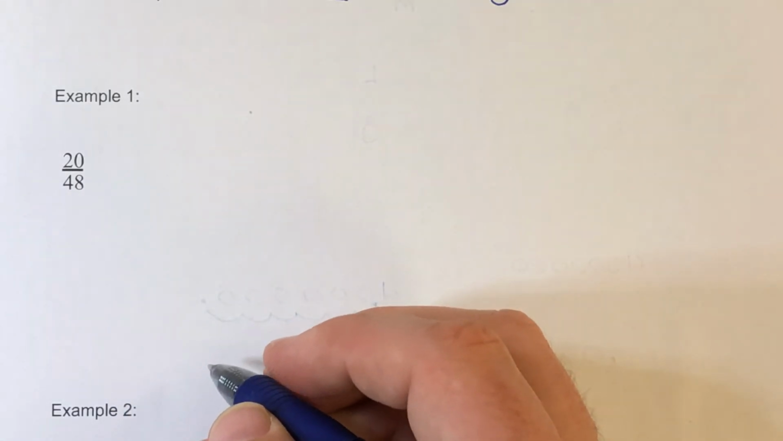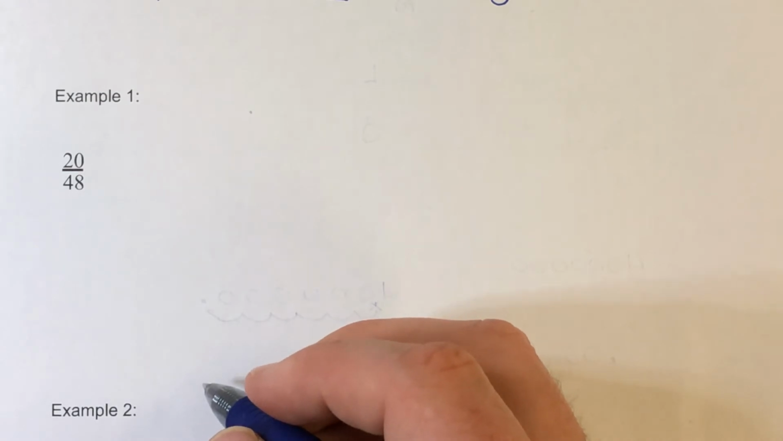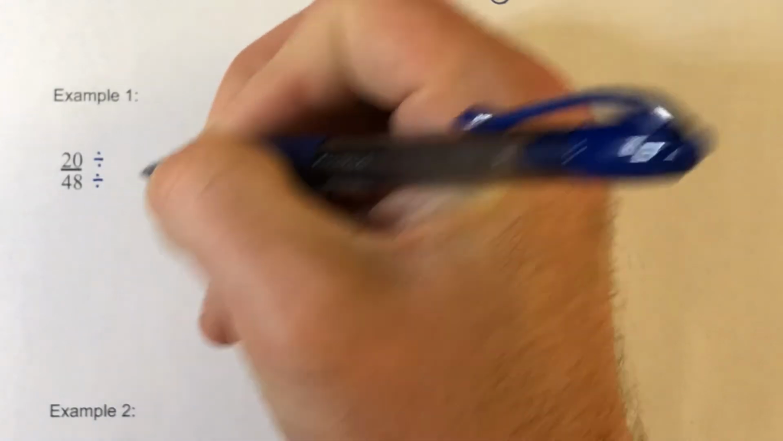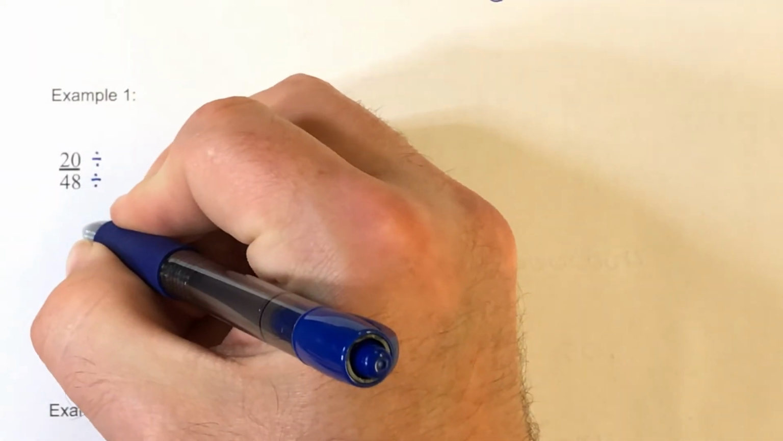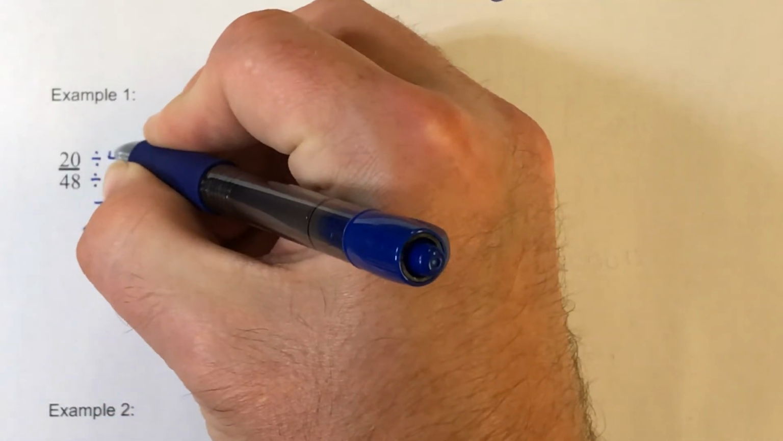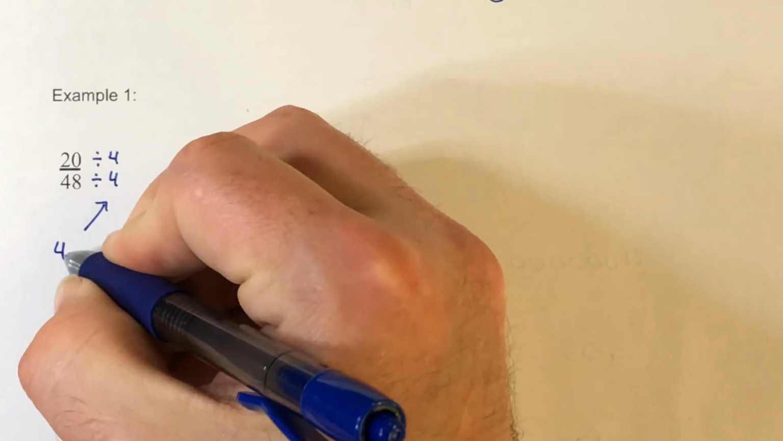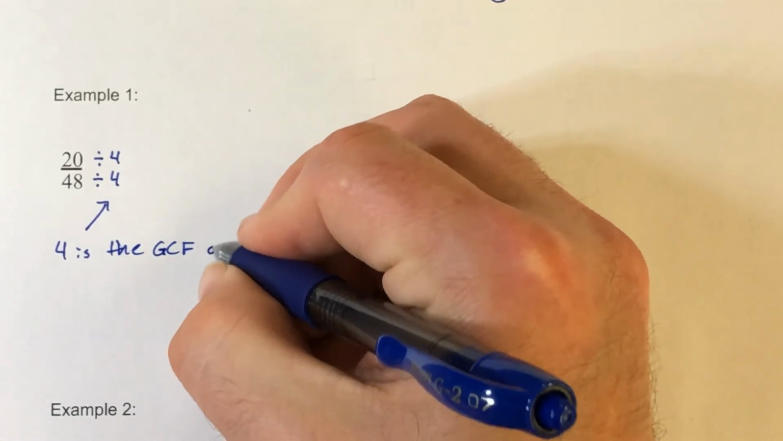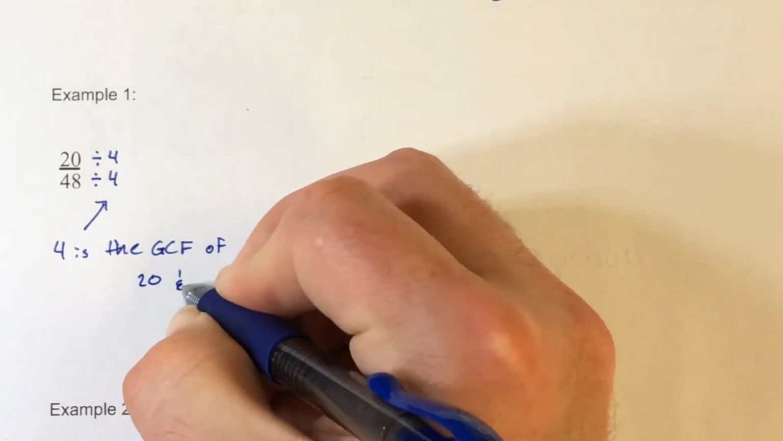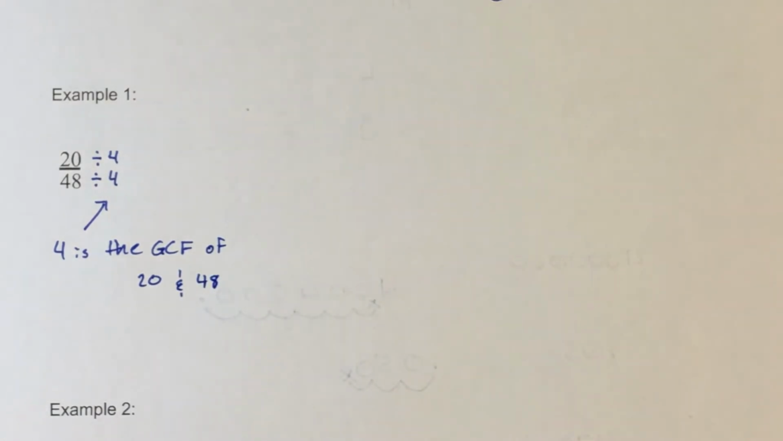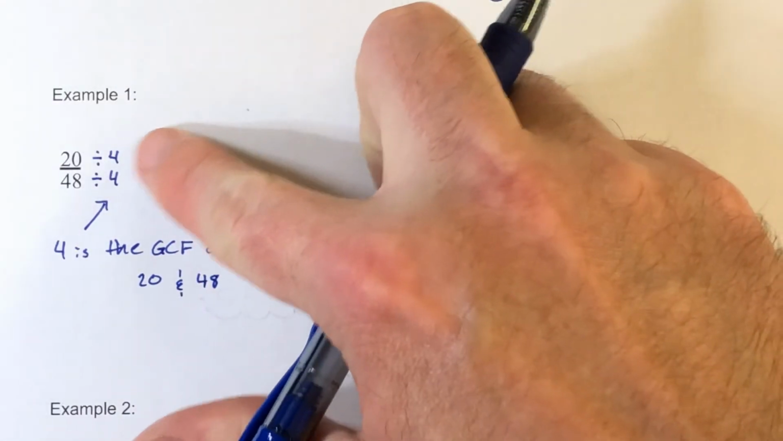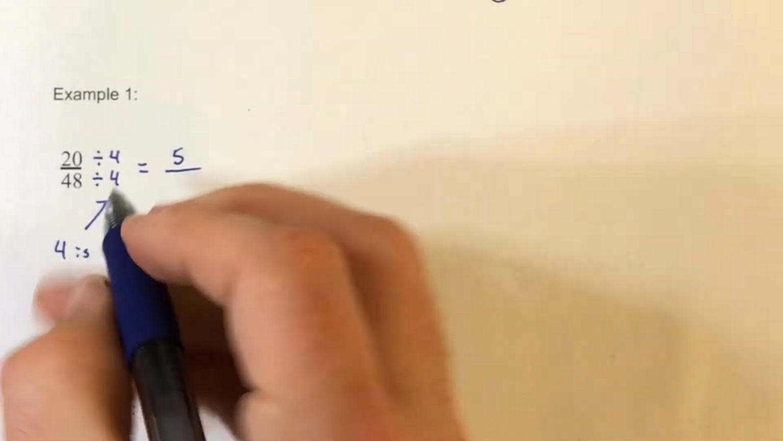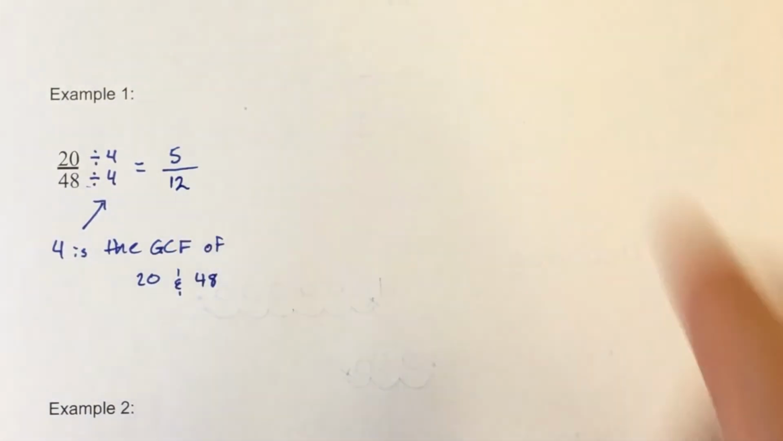So, what do we want to do to simplify it the fastest? You always want to divide by the GCF, the greatest common factor. So, we want to know what's the largest number that will fit evenly into 20 and 48. Well, that happens to be 4. 4 is the GCF, or the greatest common factor, of 20 and 48. So it would be the most appropriate number to divide both numerator and denominator by. So I would do that. 20 divided by 4, we get 5. 48 divided by 4, we get 12.